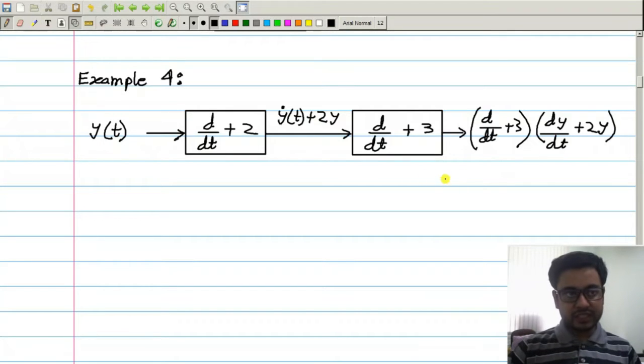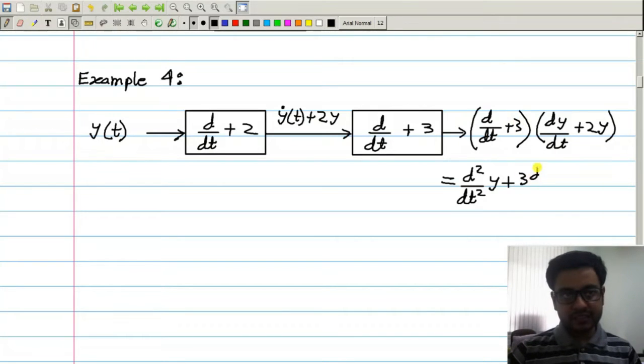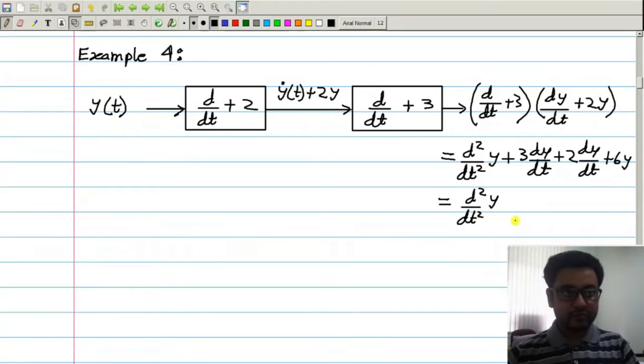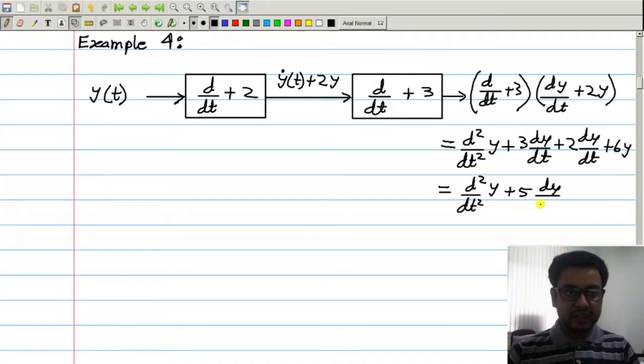So this will result in combining this d dt with dy dt to get d2 dt2 of y plus 3 multiplied by dy dt, then d dt of 2y, which means 2 dy dt, and finally 3 into 2y is 6y. So this is the same as d2y dt2 plus 5 dy dt plus 6y.